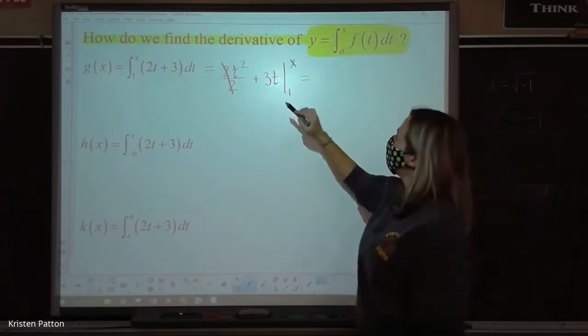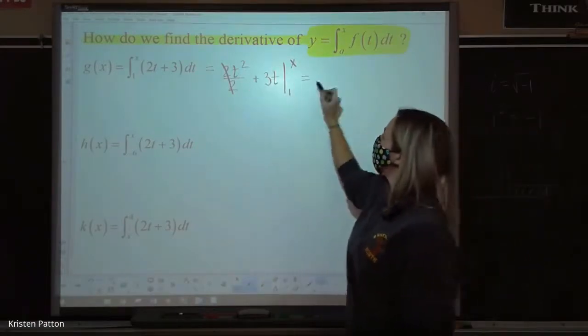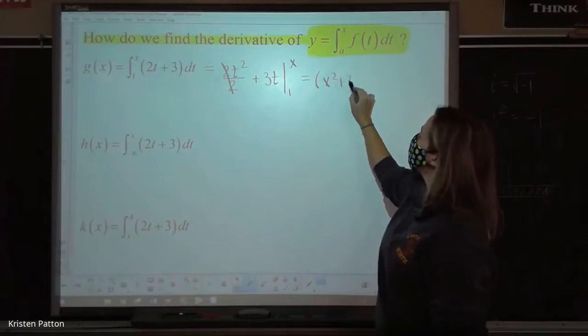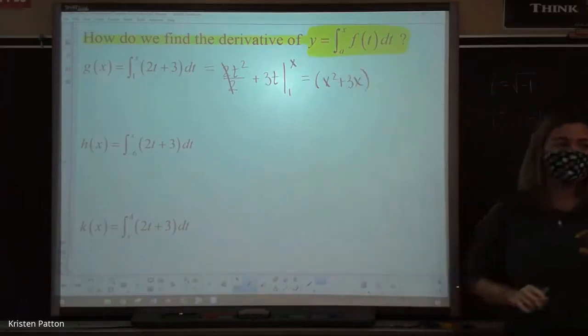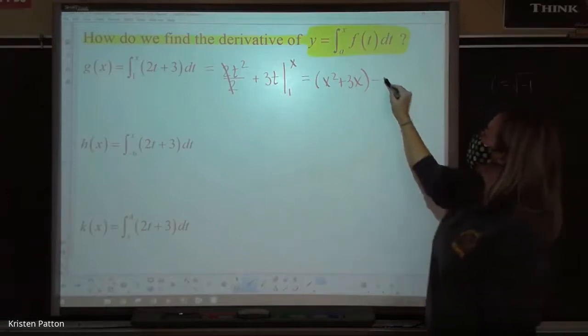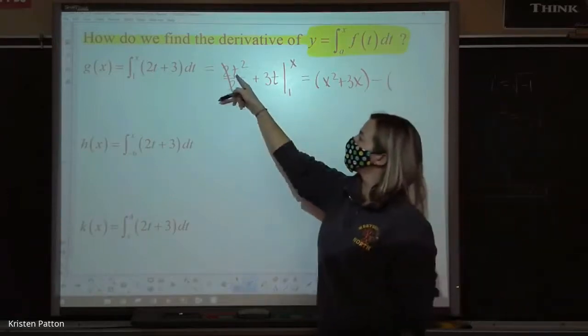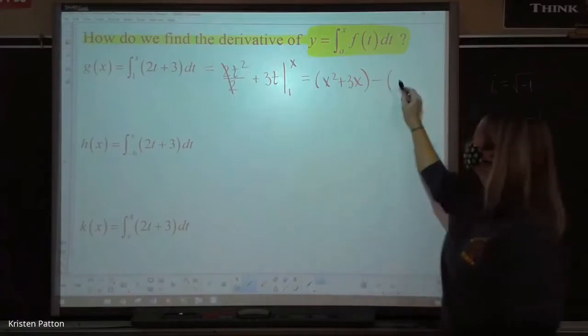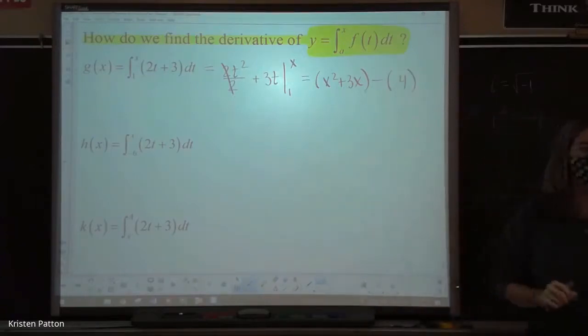So here we go. We plug in the upper bound, and I get x squared plus 3x. This is our rule from last week. Minus, and then we're going to plug in the lower bound. And when I plug in the lower bound, I get 1 plus 3, which is, well, I'll just call it 4. I guess I don't need parentheses there, but that's okay.